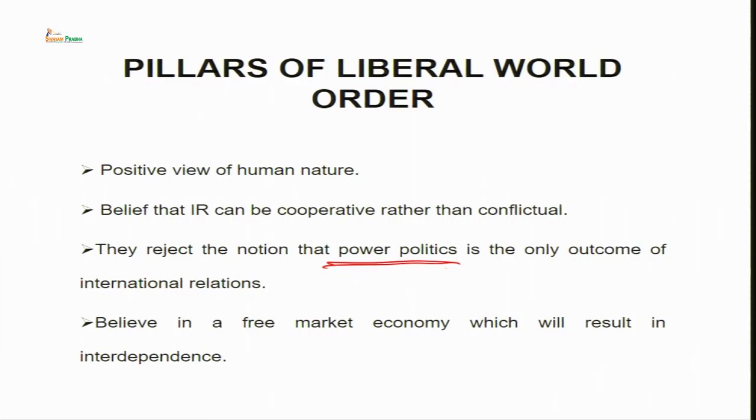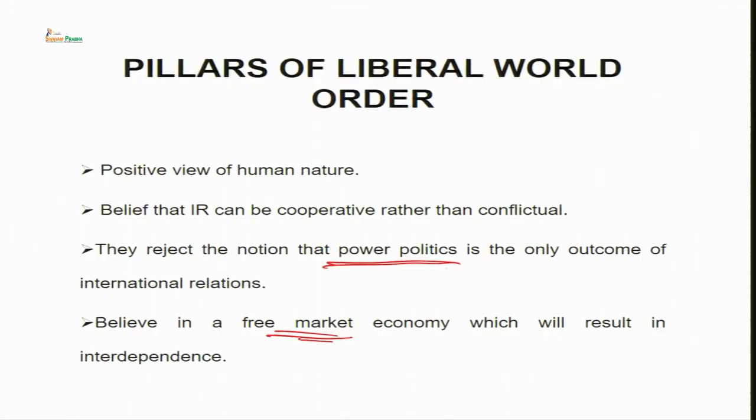But liberals reject that notion. They say that power politics can't be the only outcome of international relations. There can be an outcome in the form of cooperation, in the form of peace, in the form of prosperity. Why emphasize only power politics?